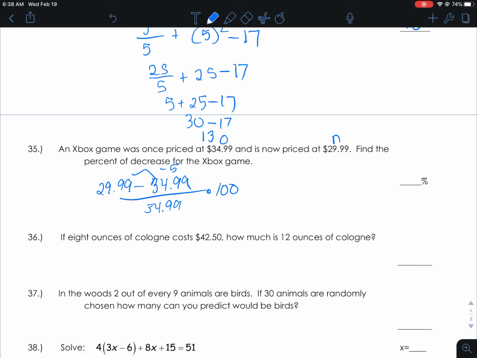You need to do -5 divided by $34.99, and multiply that by 100, and you get negative 14. We'll just say negative 14.3.